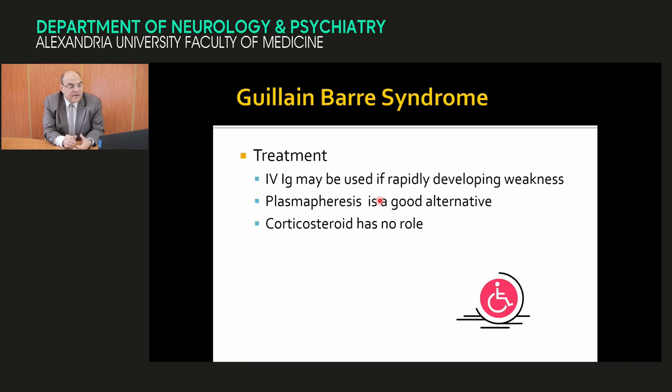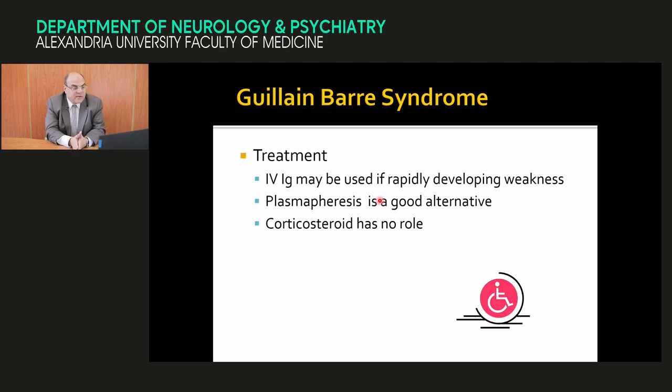Treatment of Guillain-Barré: the first thing we have to know is that the patient should be hospitalized for the whole period of expected deterioration. You may see a patient with mild weakness who can walk without assistance. This is a mild patient, and you may discharge him home, and he will come back to you again after a few days with flaccid quadriparesis and even respiratory impairment.